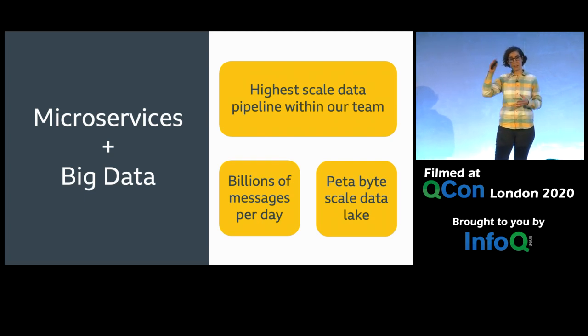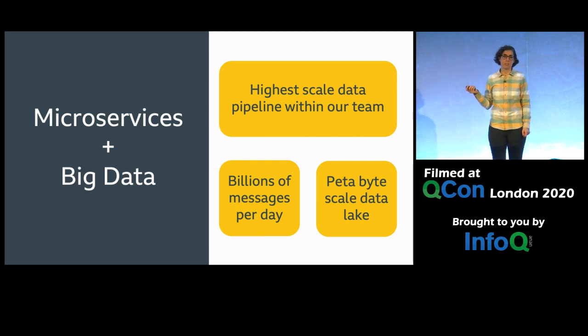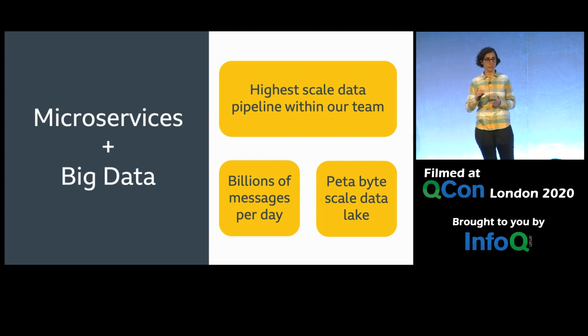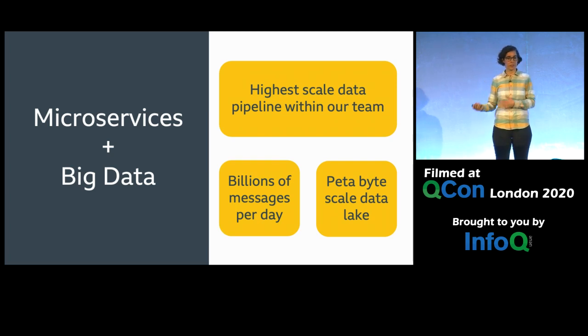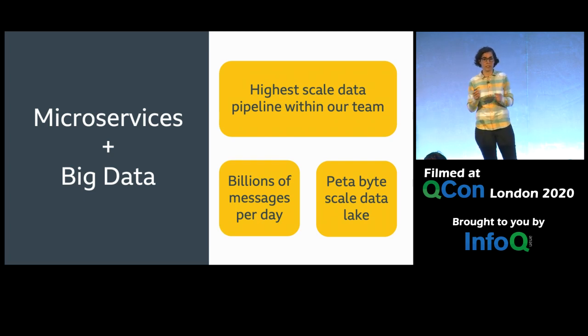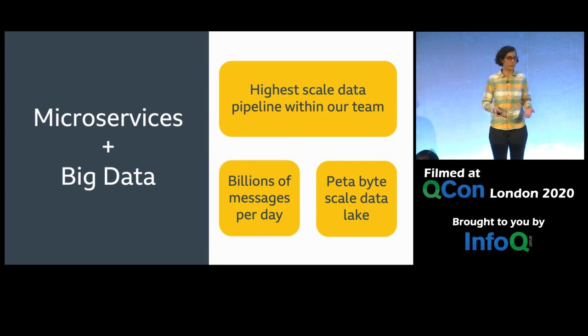And to give you an idea of the scale of what I'm showing you, it's billions of messages per day. So that's the scale that we work with. And the data that we store is on the petabyte scale. And this is not the only ingestion pipeline that we have in our team. We have a few dozen of these. But the one that I'm showing you today is actually the highest scale one that we have. The rest of them, we solve in different ways because when you're only working with millions of records, it's actually a different way of solving the same problem.